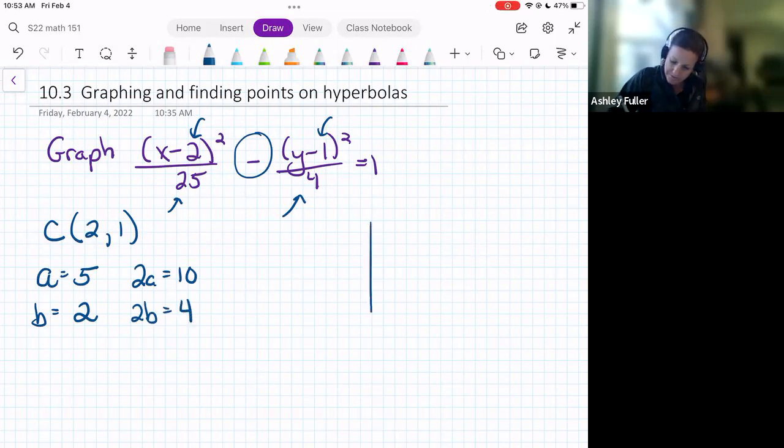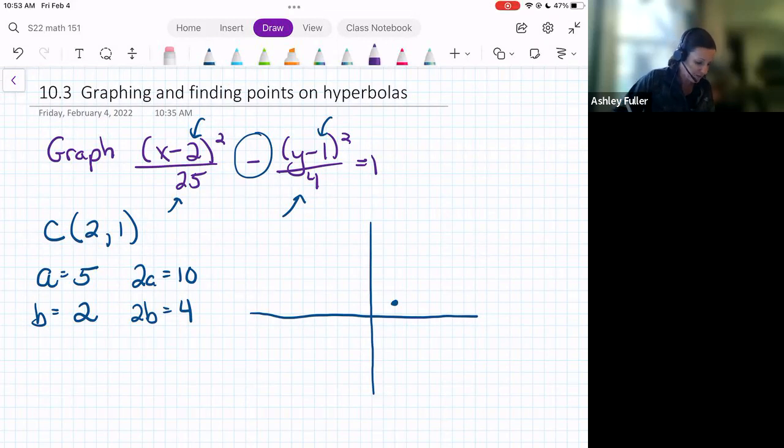I like to draw a sketch just to get a picture of what my hyperbola is going to look like. I know my center is going to be at (2, 1). And from what we just talked about with the oblique asymptotes, we know that they're going to create a rectangle. So to create that rectangle, I'm going to go up 2 and down 2, and over 5 and over 5. This creates a rectangle of which the diagonals are going to be my oblique asymptotes.